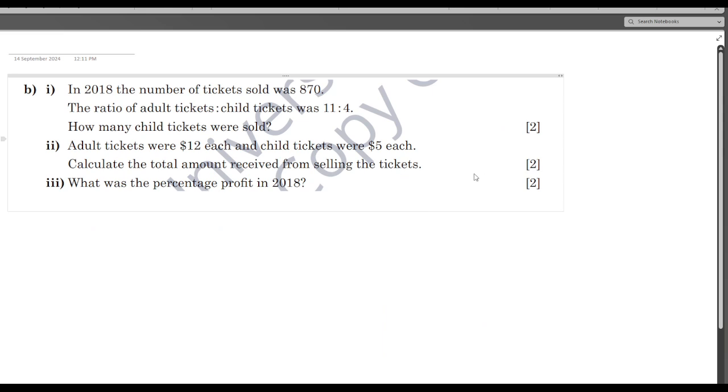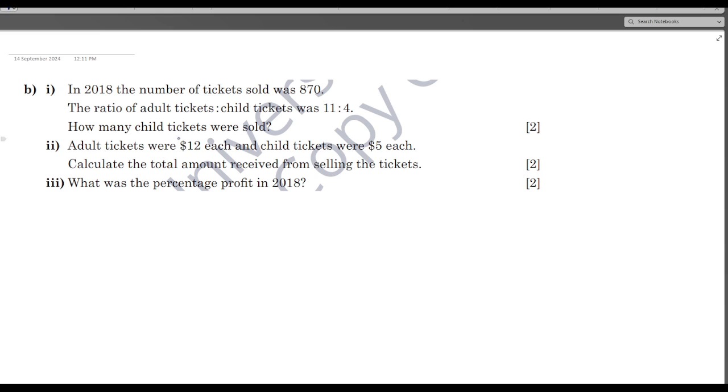In 2018, the number of tickets sold was 870. The ratio of adult tickets to child tickets was 11:4. How many child tickets were sold? Okay.